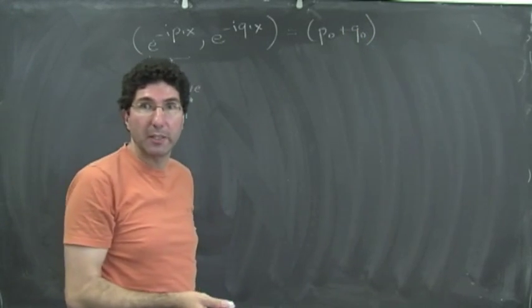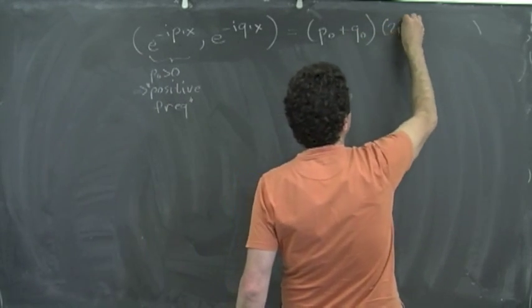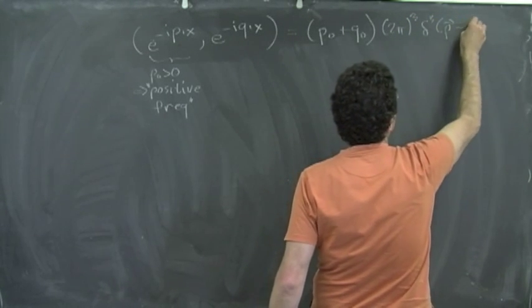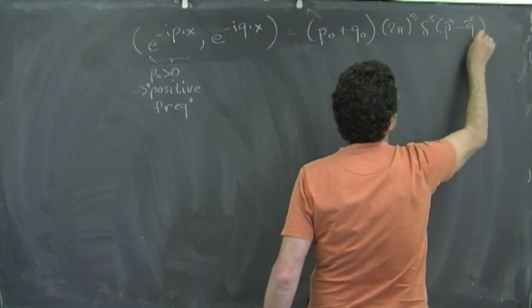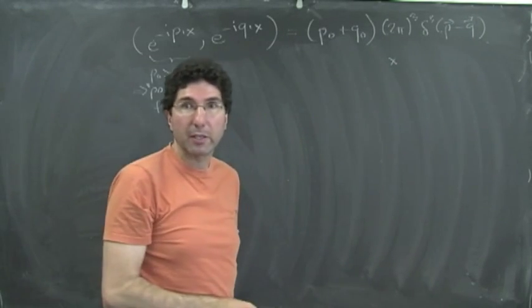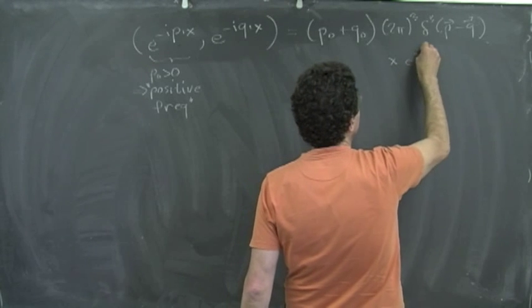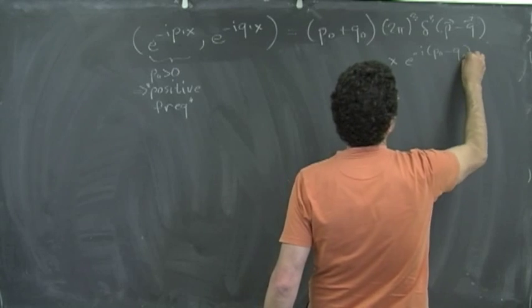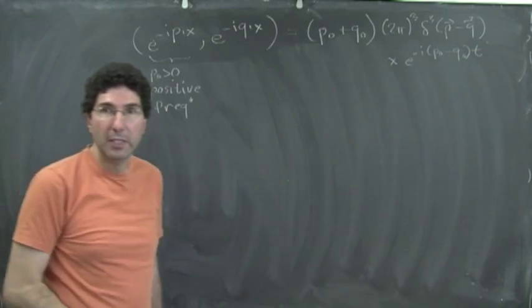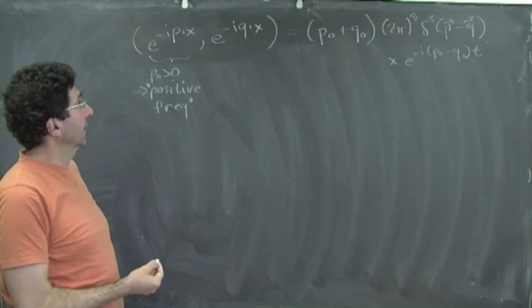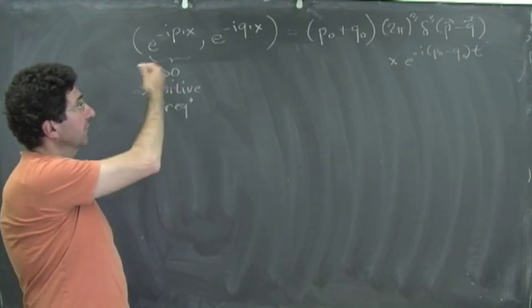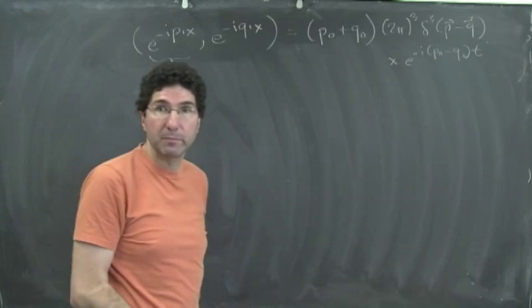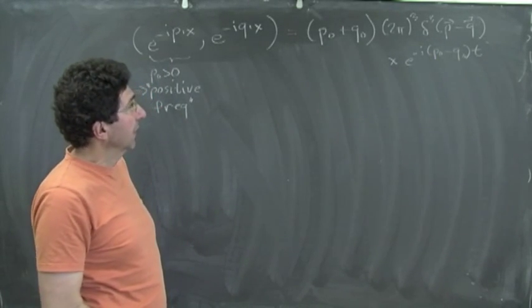Okay? So anyway, if you go ahead and do this, just plugging in to the previous formula, you'll get something like this: 2 pi cubed delta cubed p minus q, times a complex exponential e to the minus i p0 minus q0 t. Okay, so this is just from the fact that basically the x derivatives of these things give me a delta function, so that's where this thing here comes from.